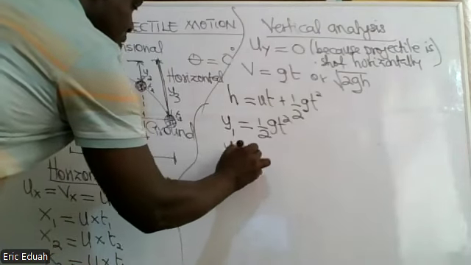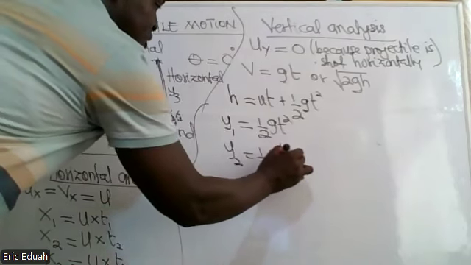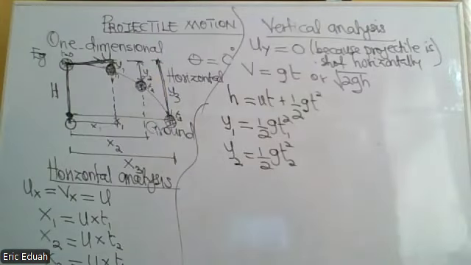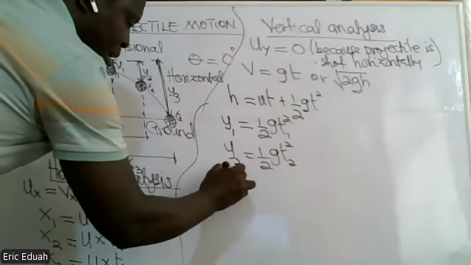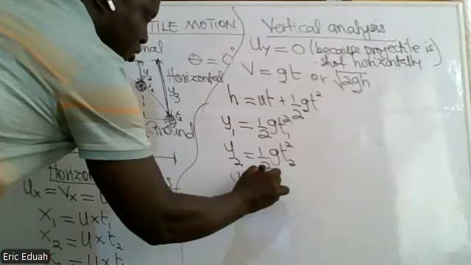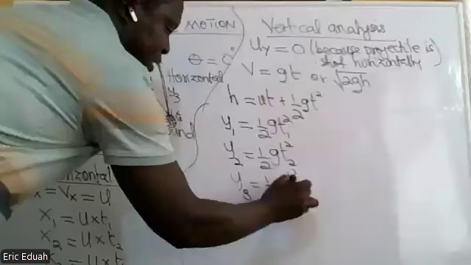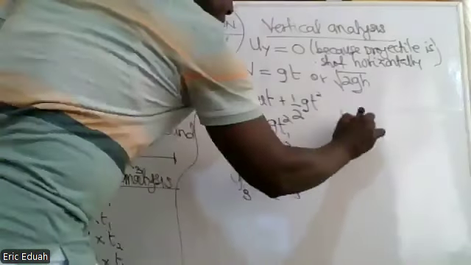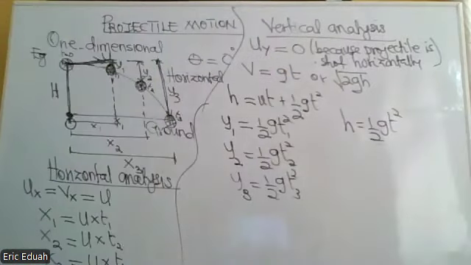Y2 would also be half gt2 squared. Y3, or h, would therefore be equal to half g times the time of flight squared. Meaning that any vertical displacement is given by h is equal to half gt squared.